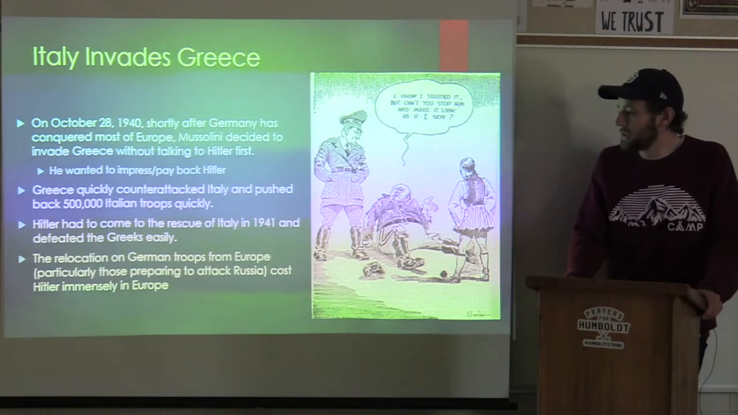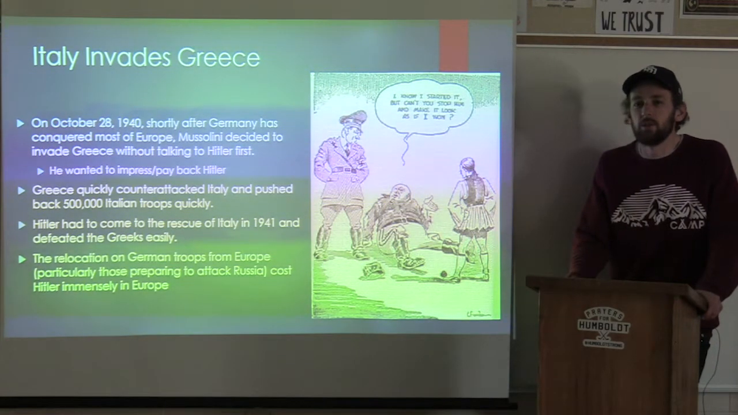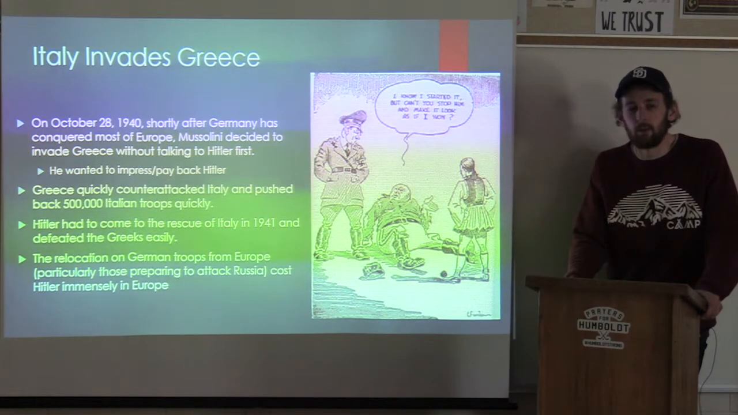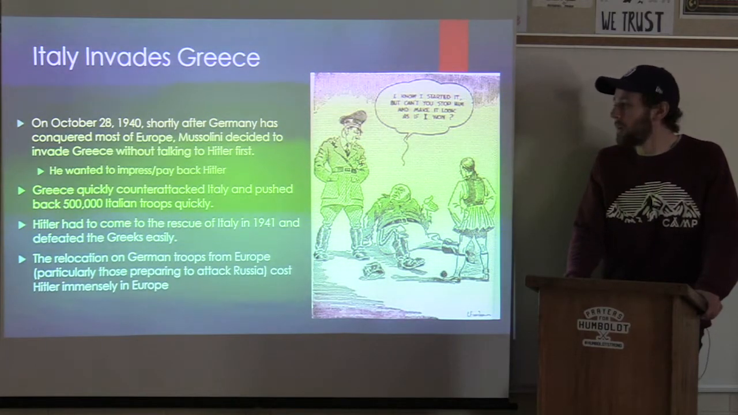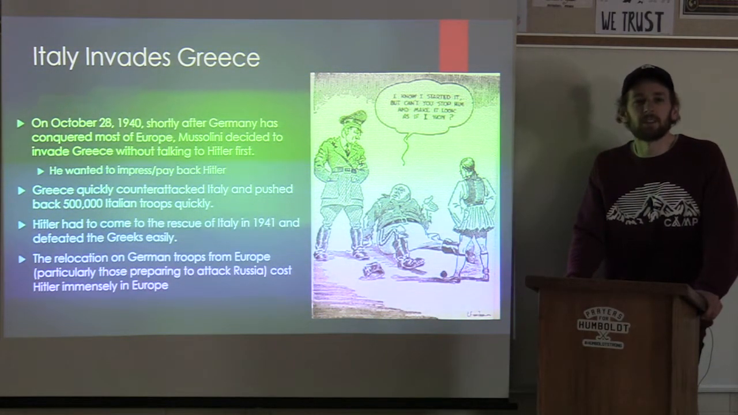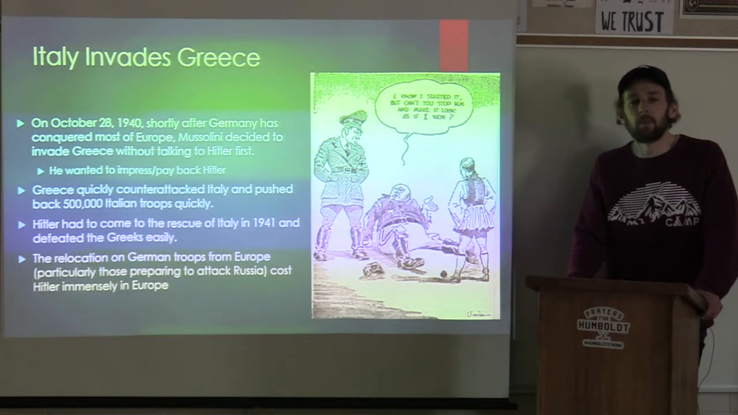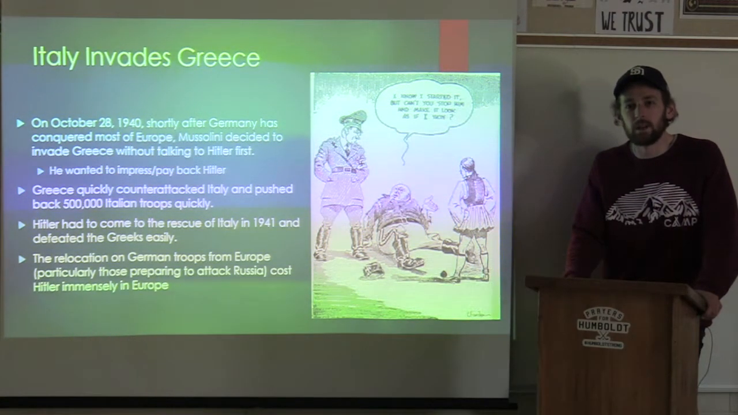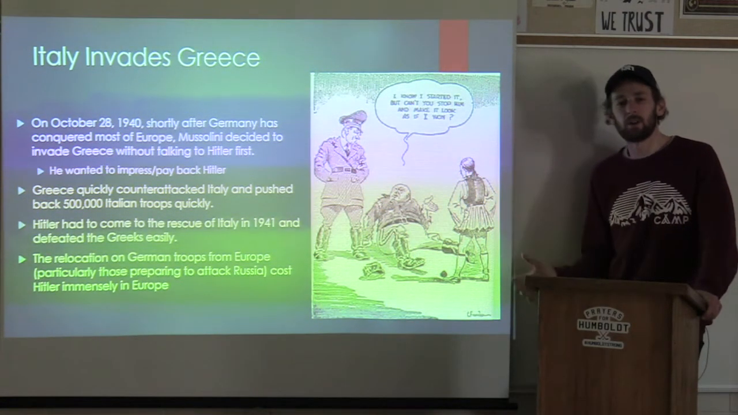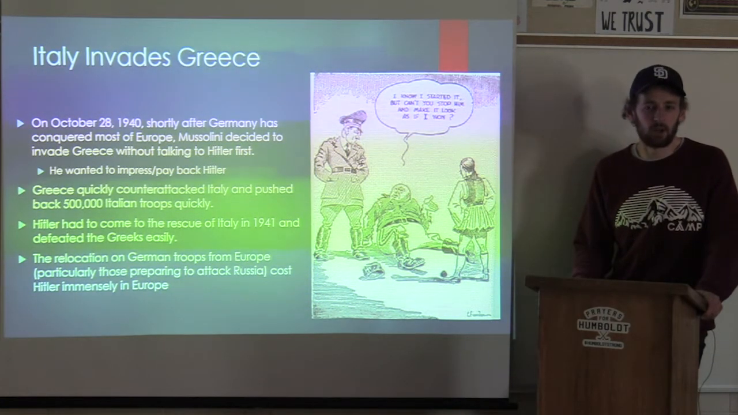Now the problem with this isn't that it's hard for the Germans to do. The Germans come in and they wipe up the Greeks pretty quick. They save the Italians. The problem is that the German troops that are sent down to Greece and Italy were supposed to be invading Russia a few weeks later. Because they have to go down to Greece, they're not ready to attack Russia when they want to.